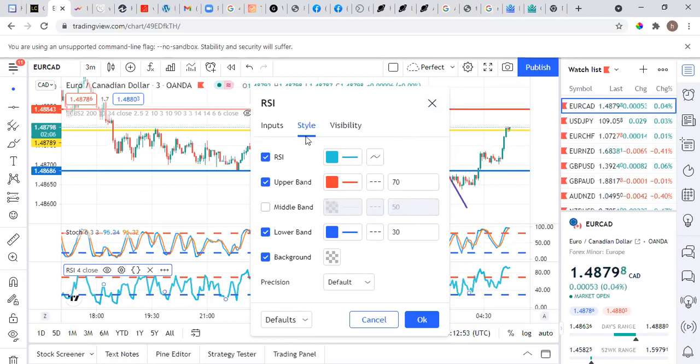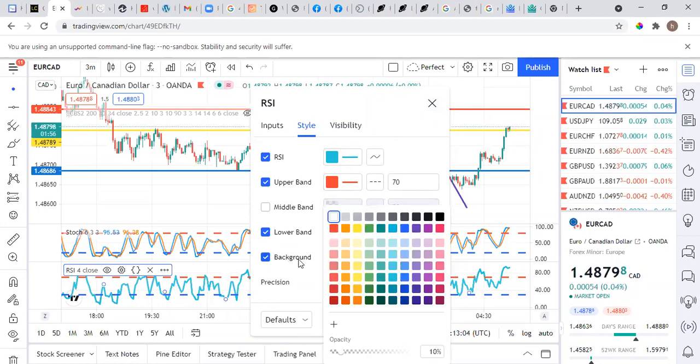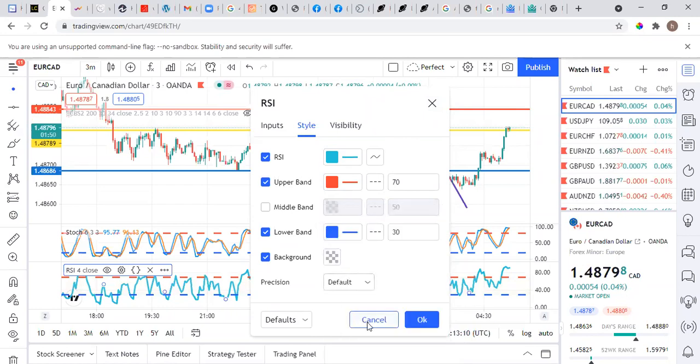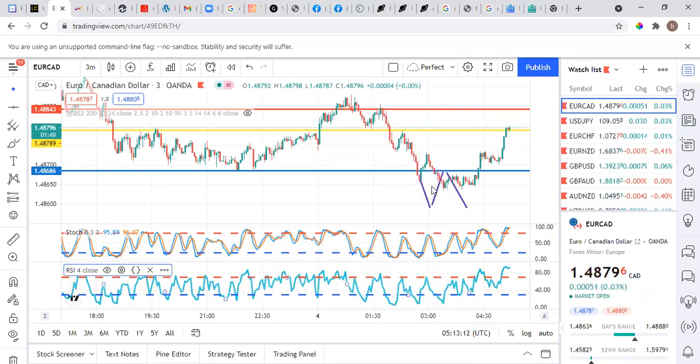Then these ones are just graphical settings. This style is just graphical. Do you want a dashed line? Do you want a dotted line? The color? Do you want the background color to show? You can make the background color show or make it white to make it less complicated. And you save as default. Okay, so that's the setting for RSI.